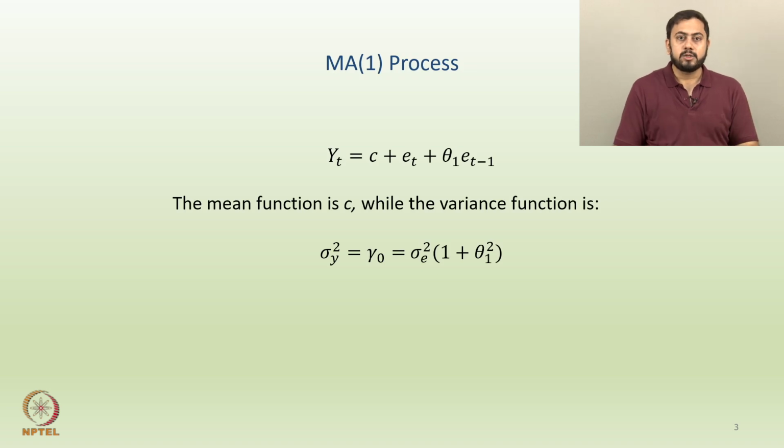Now, as discussed a short while back, we will look at some basic processes. We start with the MA(1) process. The structure of the MA(1) process is as you see here: Yt equals C plus Et plus theta 1 Et minus 1. As per the calculations we have done, the overall mean function is C, while the variance function, sigma squared Y, which as per the notation is equal to gamma 0, becomes sigma squared E into 1 plus theta 1 squared.